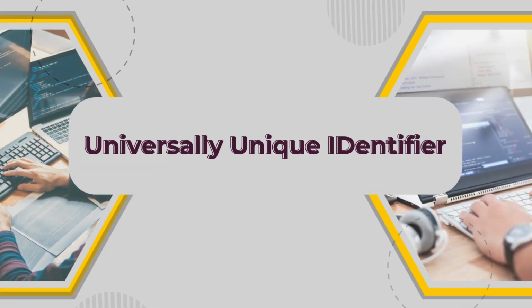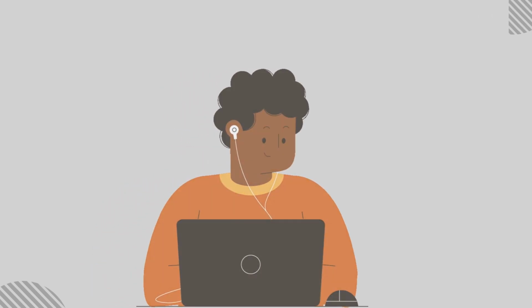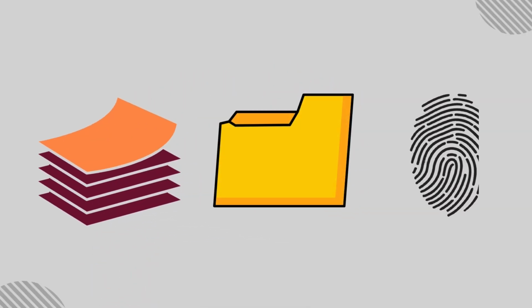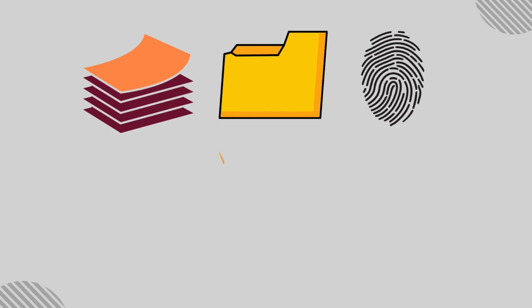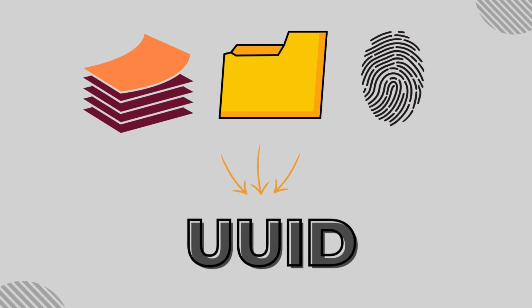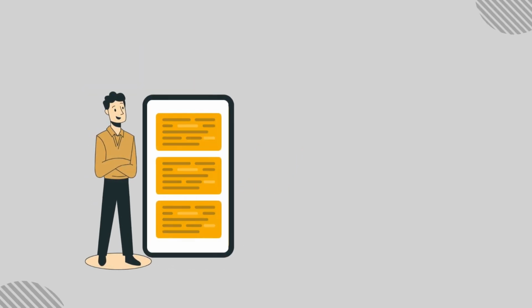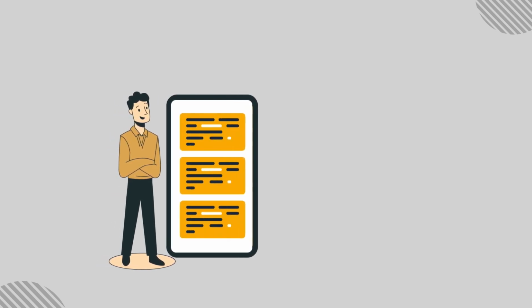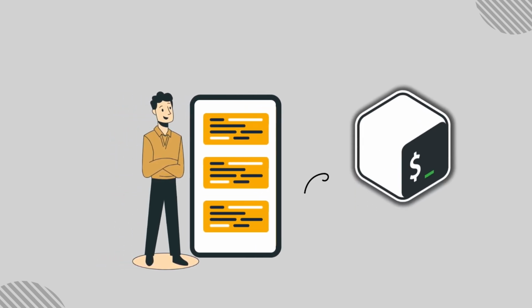UUID stands for Universal Unique Identifier. Every entity, starting from files, folders, and digital entities, contains a UUID. In this video, I will show you 3 simple methods to generate UUID in Bash. So let's get started.